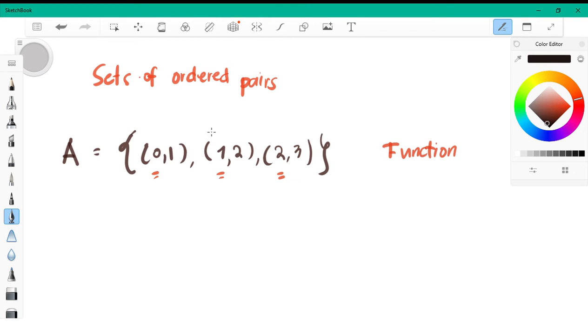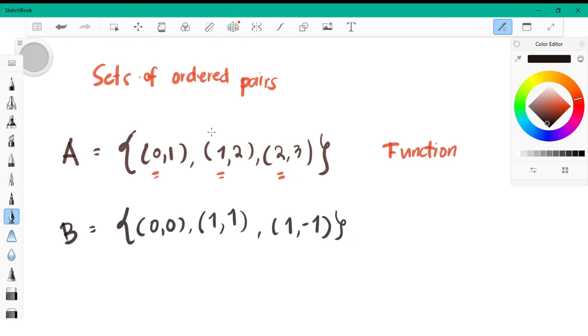Another example: let's say B is a set of ordered pairs. We have (0, 0), (1, 1), (1, -1). Notice that the x values are not unique. We have 1 in the second and third ordered pairs repeated. So this one is not a function.